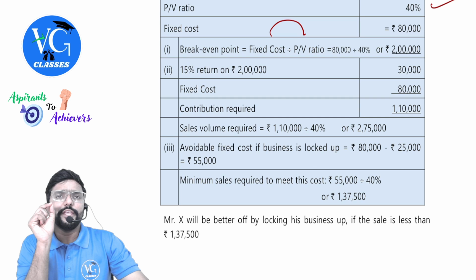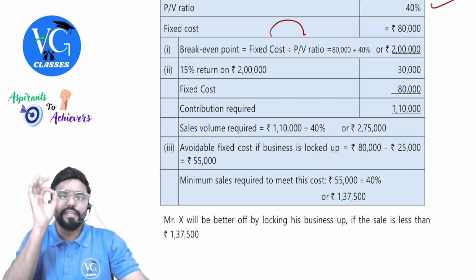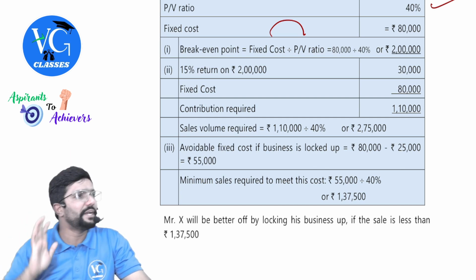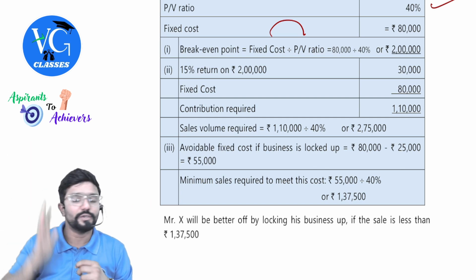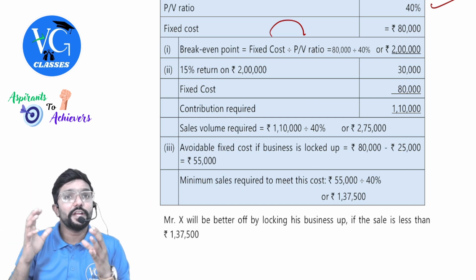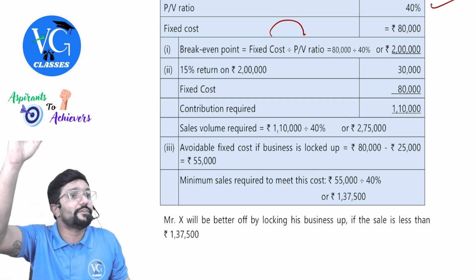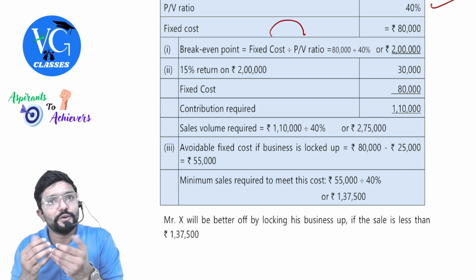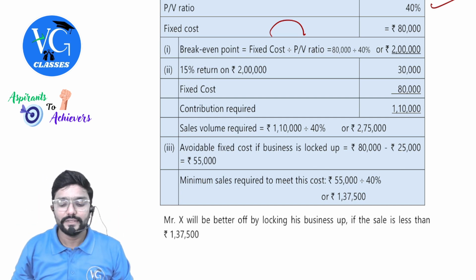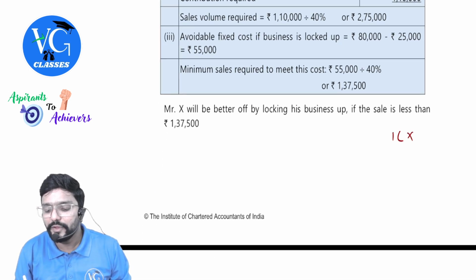Sir, if my business is closed down, zero revenue, but the loss will be how much? 25. If I continue, my fixed cost would be how much? 80,000. In order to keep my loss less than 25, I should make minimum sales of how much? 137,500. If I continue and assume my sales is 1 lakh, 1 lakh into PV ratio 40%, 60,000.